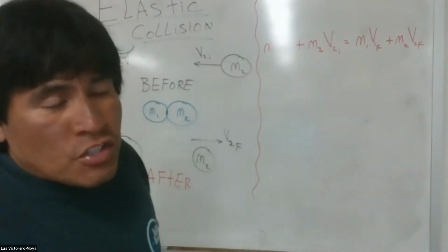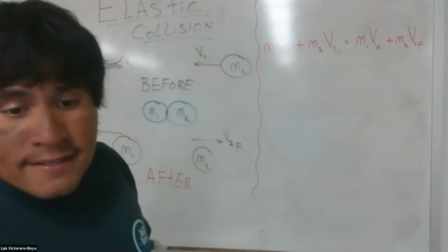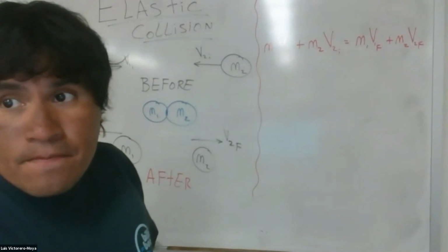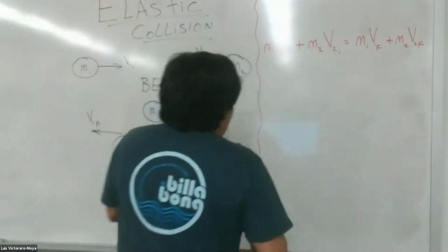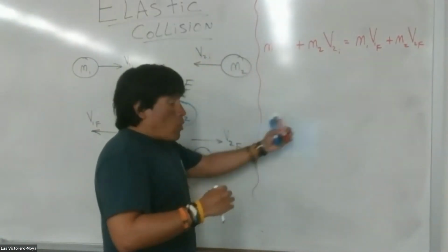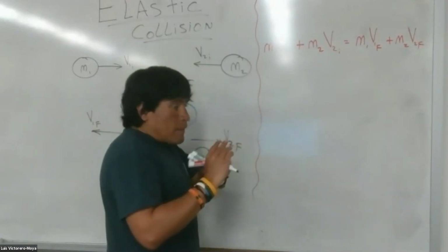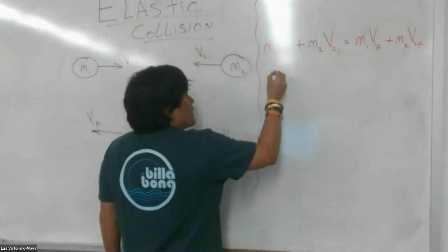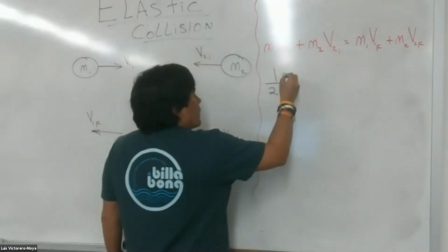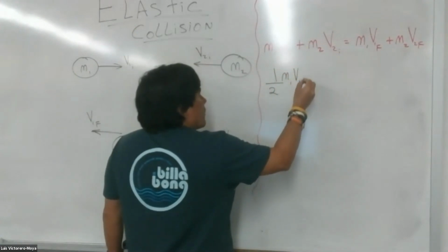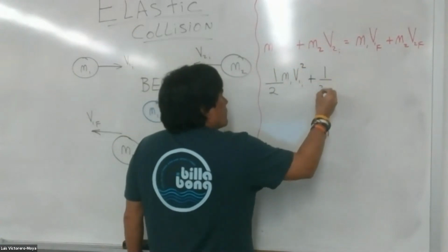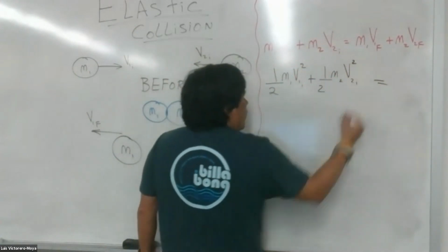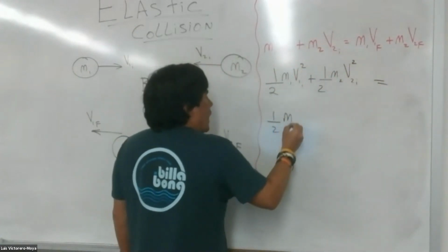What I know from elastic collisions, and by the way, if you have done gases, you should know that an elastic collision is how we model ideal gases. We assume that the particles are bouncing off the walls of the container and off each other, and there is no loss of energy. That's why it's called an ideal gas. The other conservation law is that the kinetic energy before the collision is equal to the kinetic energy after the collision.